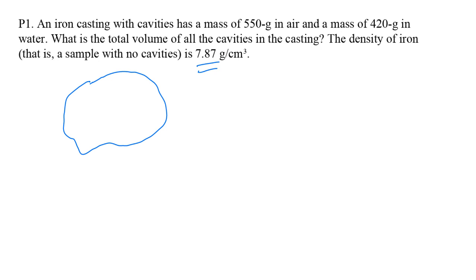If I could draw a picture for you, let's say this is the object we are trying to cast, and inside, if you are not careful, there could be some air inside. So let me draw a picture for the cavity inside. Let's say we have a small cavity here, there might be another one here. This particular problem asks for the volume of all these cavities. So how do we do that?